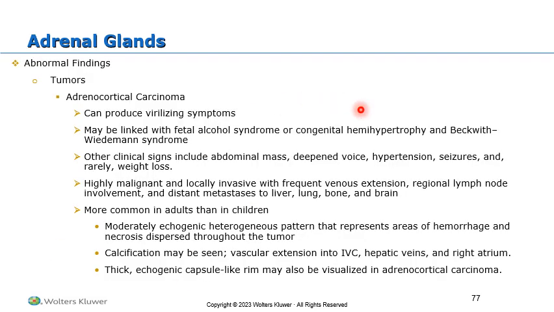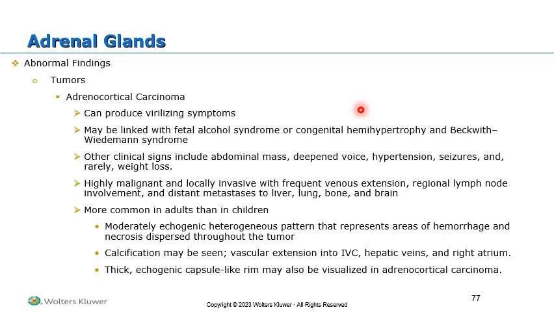Okay, then we have adrenocortical carcinoma. So this is telling us it's in the cortex, so we're not going to have those high levels of hormones causing fight or flight response, but these can affect that reticularis region, and they can cause virilization. So virilization symptoms would be a female patient demonstrating more male-like patterns. It is linked, interestingly enough, to fetal alcohol syndrome or congenital hypertrophy and Beckwith-Wiedemann syndrome, which is the one with the enlarged macroglossia, the enlarged tongue.